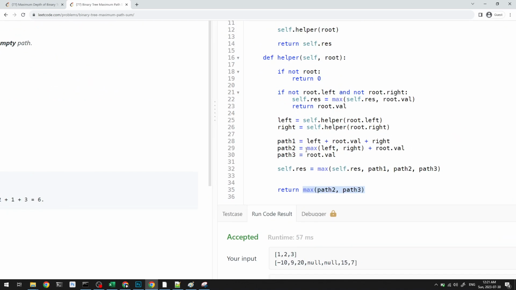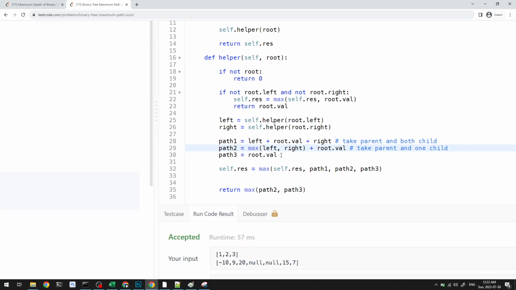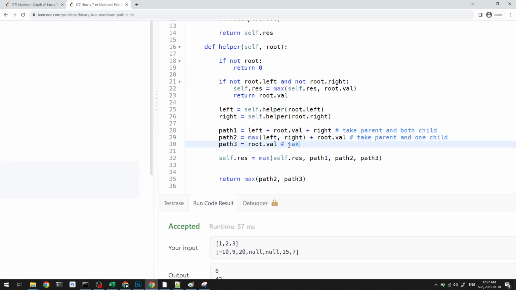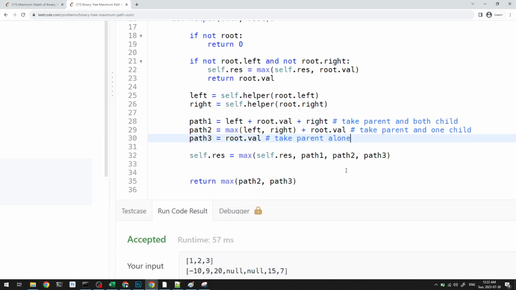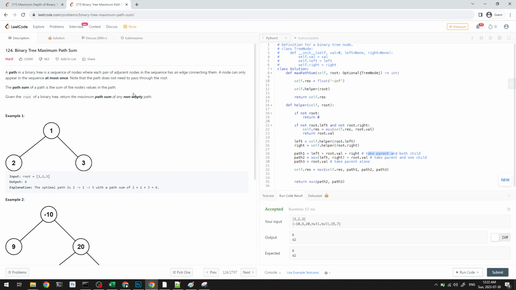Maybe to make this more obvious, this is the path in which you take the parent. This is also take parent and both children, take parent and one child, right? And this is just take parent alone, right? So what we are returning is take parent alone or take parent and one child. We can't obviously take two children because that wouldn't be a valid path sum.